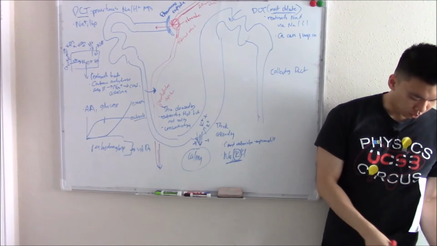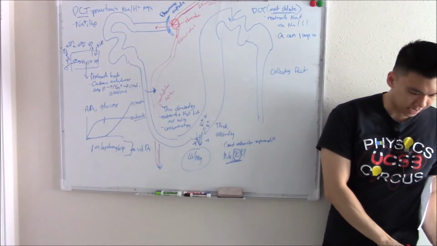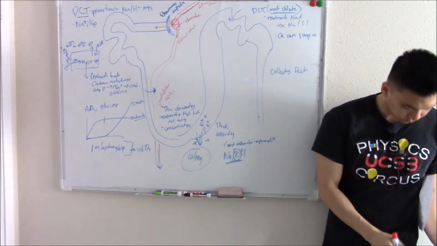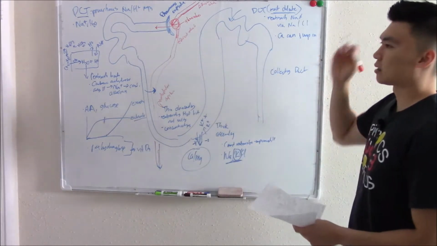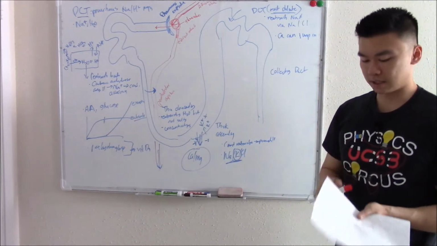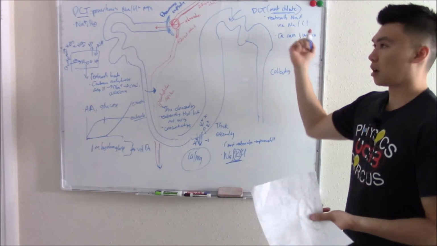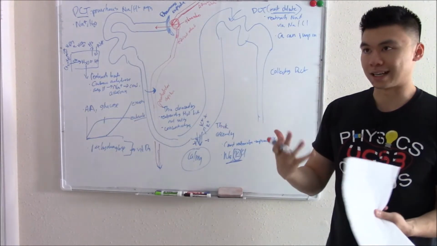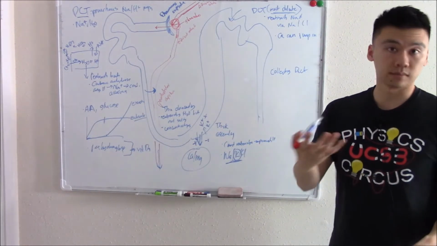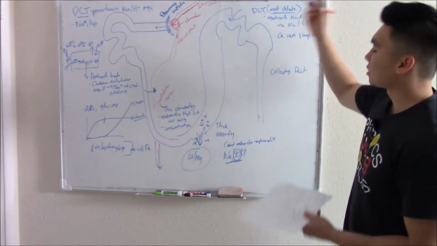Here's something important. If you block this channel, then calcium can jump in. We're going to talk about pharmacology later, but something that blocks it is thiazide diuretics. And don't thiazide diuretics cause hypercalcemia? Now you know why. So that's your DCT.